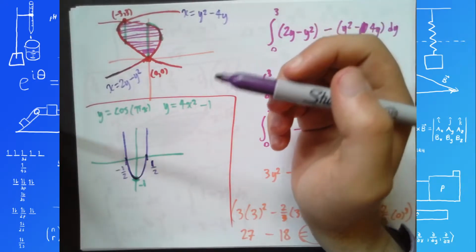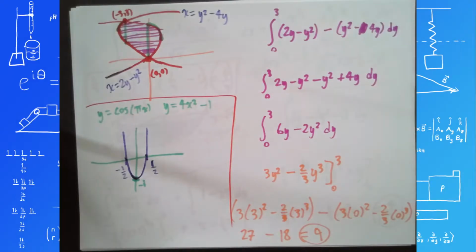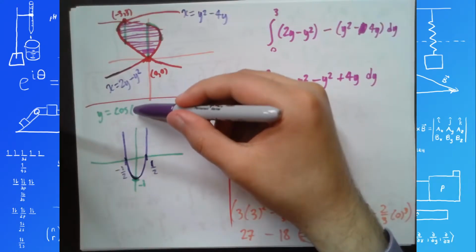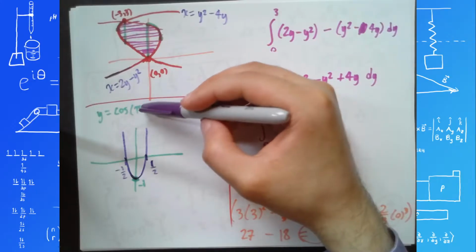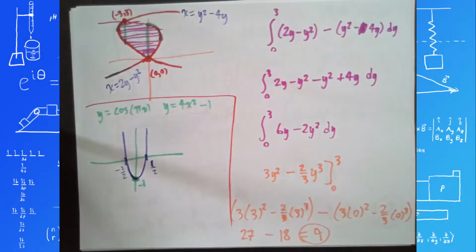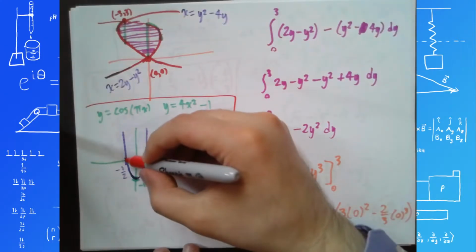Cosine of pi x. So let's see, where does cosine hit 0? Normally it hits 0 at pi over 2 and 3 pi over 2 and negative pi over 2 and so on. But in this case, since it's pi x, it's going to hit 0 at, well, you get pi over 2 when x is equal to 1/2, and you get negative pi over 2 when x is equal to -1/2. Okay, I think I see where this is going.